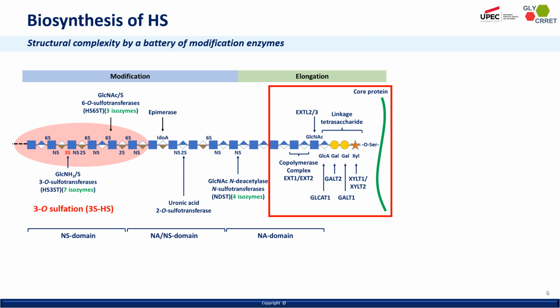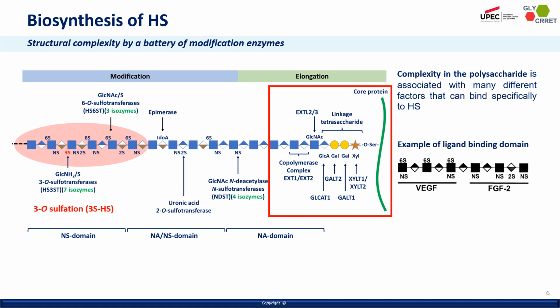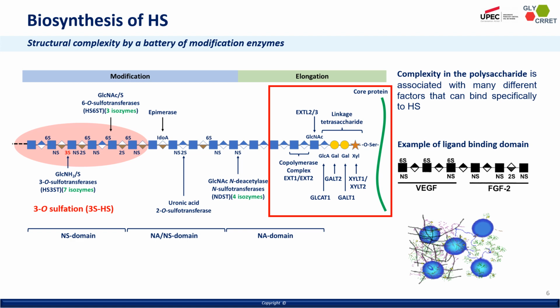These specific sulfation patterns can be associated with many different factors that can bind specifically to heparan sulfate. Here you have an example of some sulfation patterns binding to particular ligands, for instance VEGF and FGF, vascular endothelial growth factor and basic fibroblast growth factor, which can also be located in the extracellular matrix and on cell surfaces, making these polysaccharides key regulators of protein function.